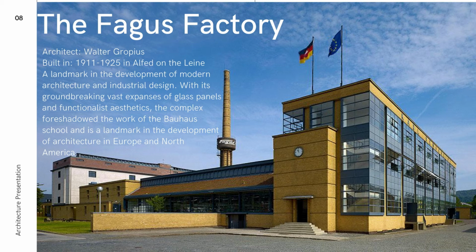It is an example of early modern architecture, commissioned by owner Carl Benscheidt, who wanted a radical structure to express the company's break from the past. As I mentioned earlier, Gropius used materials typical of New England buildings, such as wood and brick, and combined them with industrial materials including glass and steel.